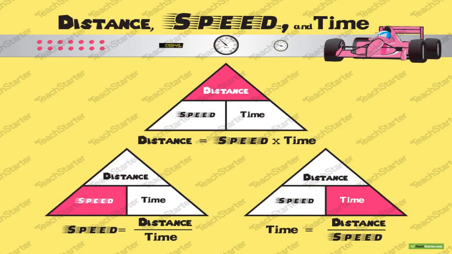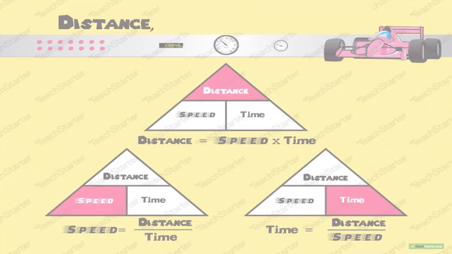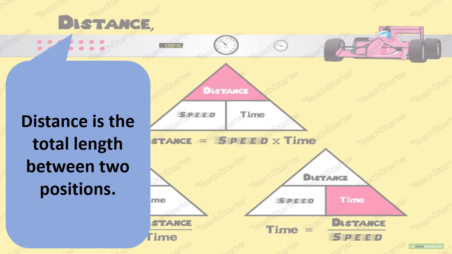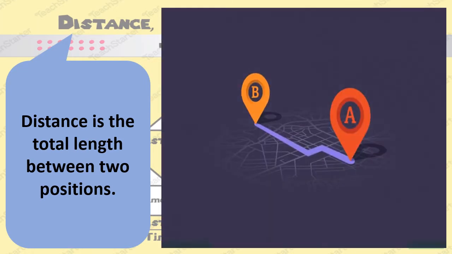Basically, this is the formula for speed, distance, and time. You can see that we have three triangles here. So let's elaborate. Let's define first what these are. First, distance. Distance is the total length between two positions. For example, we have point A and point B. So the distance is the length between the two points.